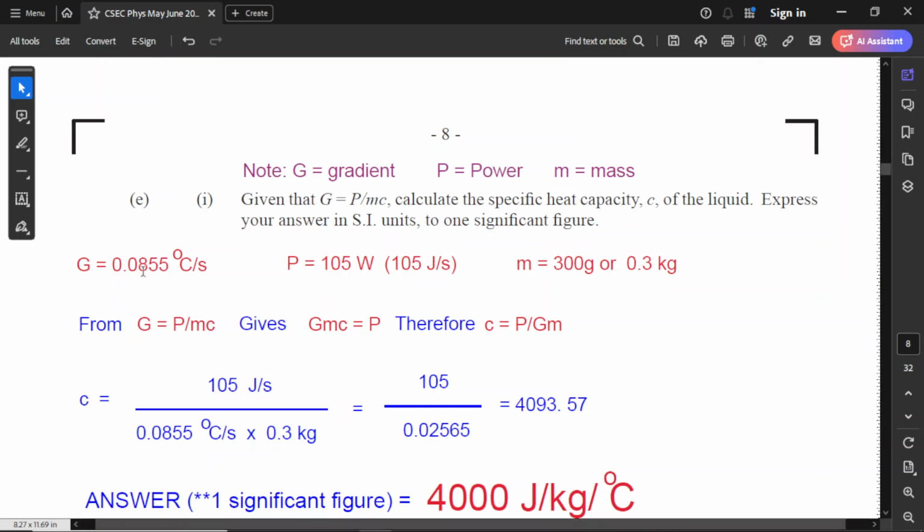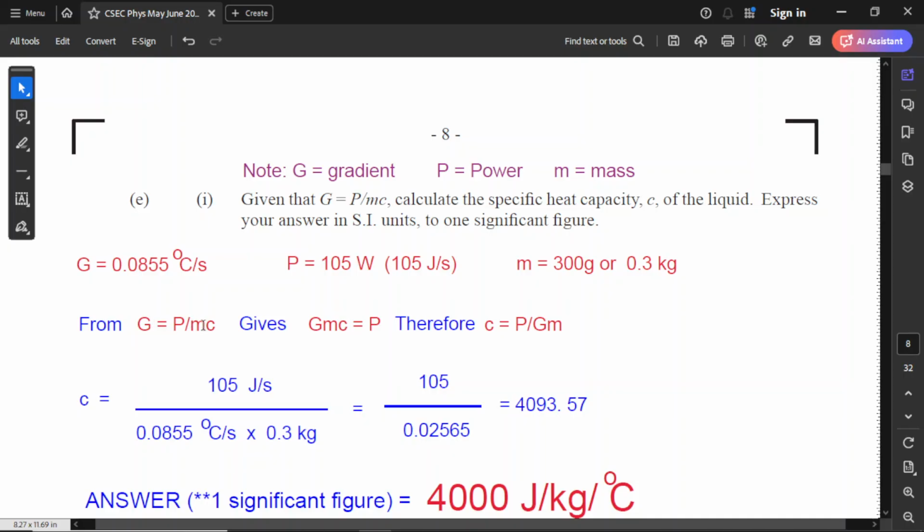All right. So right here now we have our values for G that we calculated up top. We have power that is given in the statement above as well, which is 105 watts. You should remember that. And 105 watts is the same thing as 105 joules per second. That's the other option for the unit for power, which is energy per time. And then our mass is 300 grams, and we're going to convert that to SI units, so that is therefore going to be 0.3 kg.